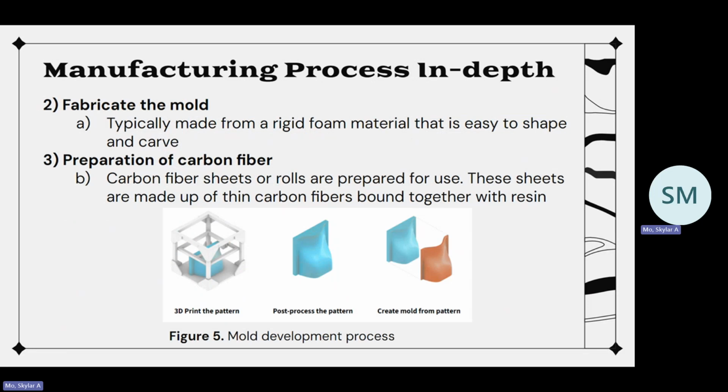And next is the fabrication of the mold. Once the design is finalized, the next step is to fabricate the mold that will be used to create the carbon fiber prosthetics. This mold is typically made from a rigid foam material that is easy to shape and carve. And then we will prepare the carbon fiber, and the carbon fiber sheets or rolls are prepared. These sheets are made up of thin carbon fibers bound together with resin.